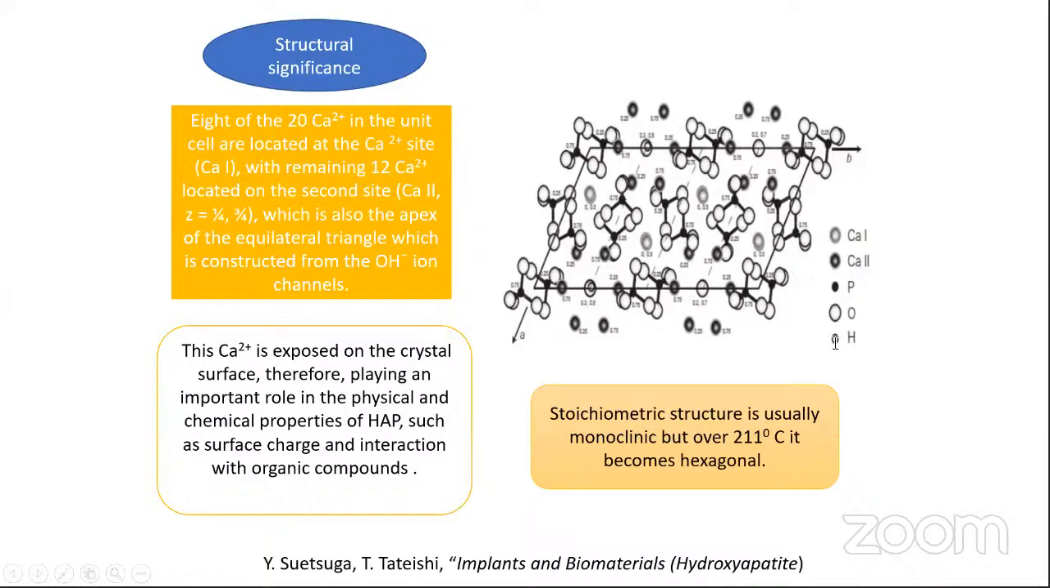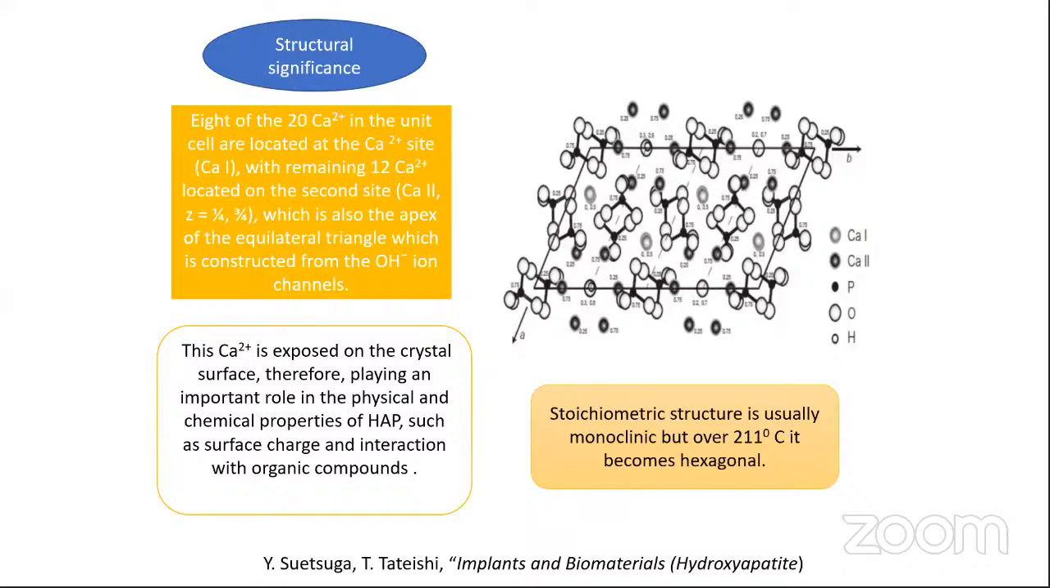This calcium ion is exposed to the crystal surface, and therefore plays an important role in the physical and chemical properties of hydroxyapatite, such as surface charge and interaction with organic compounds. The stoichiometric structure is usually monoclinic, but above 211 degrees Celsius, it becomes hexagonal. So there is a phase change taking place.